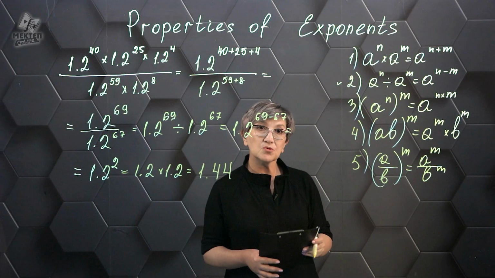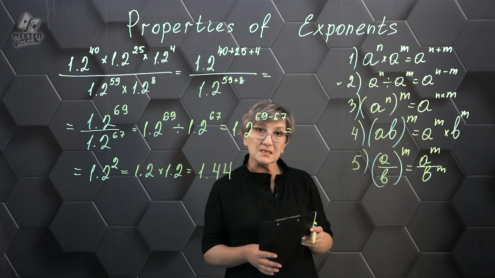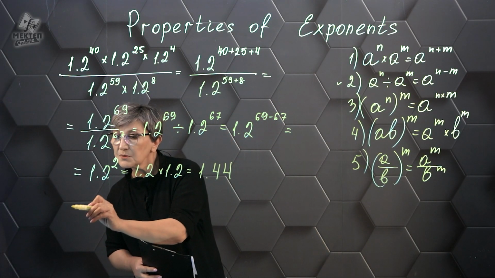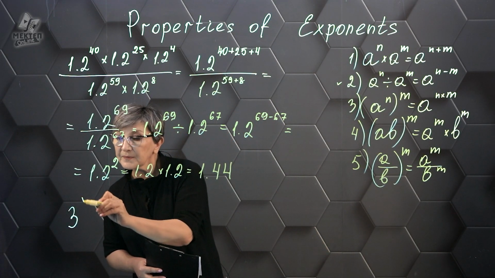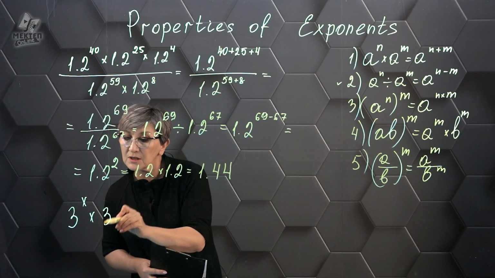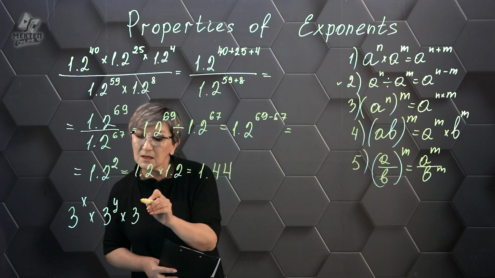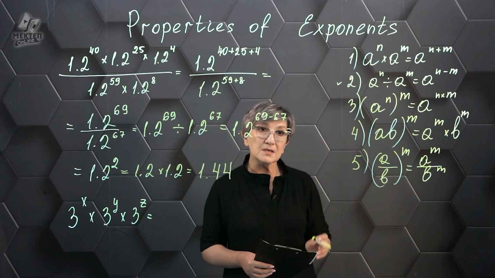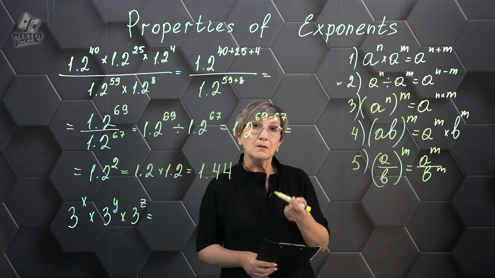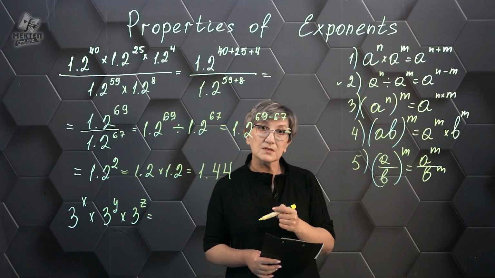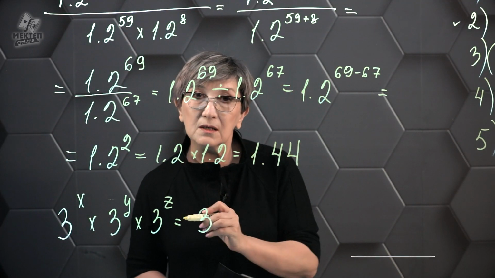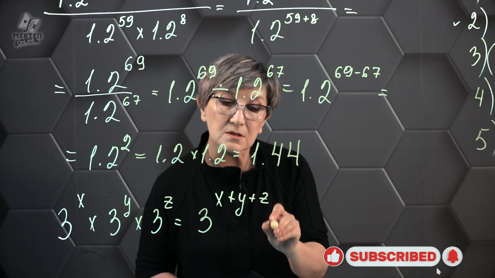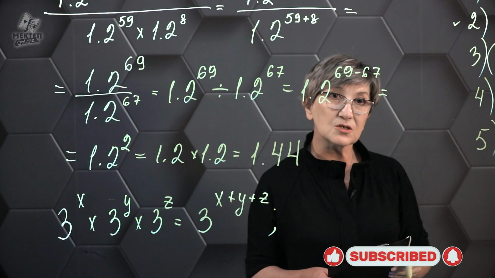Let's solve another example where the exponents of the degree are letter expressions. To do this, I'm going to write 3 to the power of x multiplied by 3 to the power of y and multiplied by 3 to the power of z. Even though the exponents of the degree are written as variables, we can apply the properties of degree. To do this, I'm going to write this expression as 3 to the power of x plus y plus z, which will be our answer.